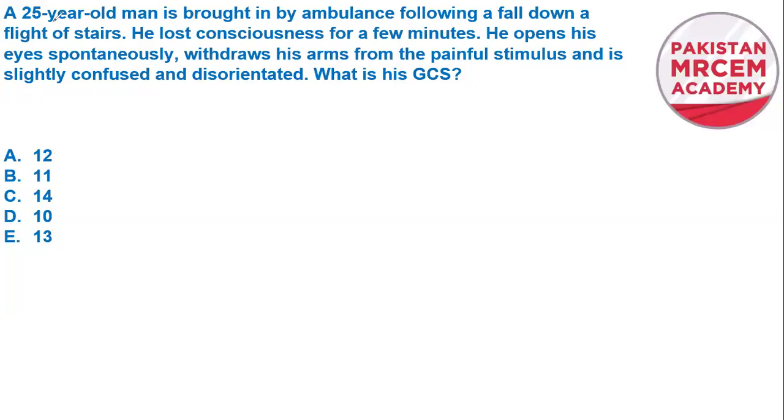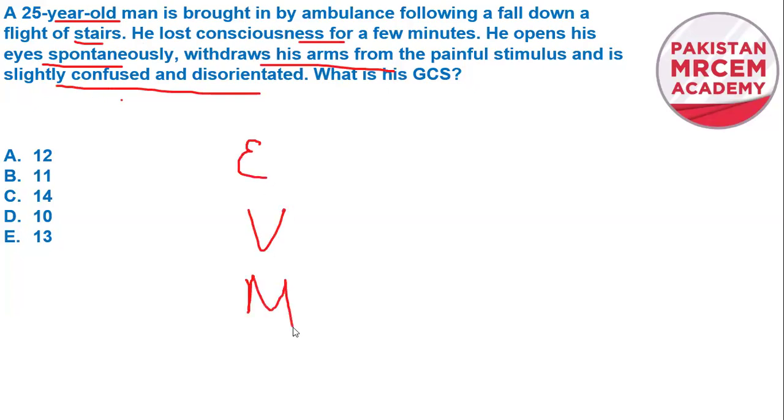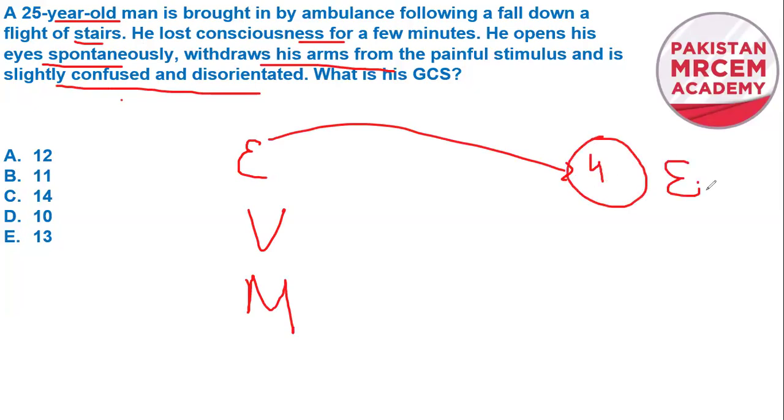Now we have this question. A 25-year-old fell from stairs, unconscious for a few minutes. He opens his eyes spontaneously. Okay. Opening eyes spontaneously. Withdraws his arms from the painful stimuli and is slightly confused and disoriented. If we break down the EVM, what is the GCS of this patient? The patient is opening his eyes spontaneously. That is 4, or 4 for eye, E4.